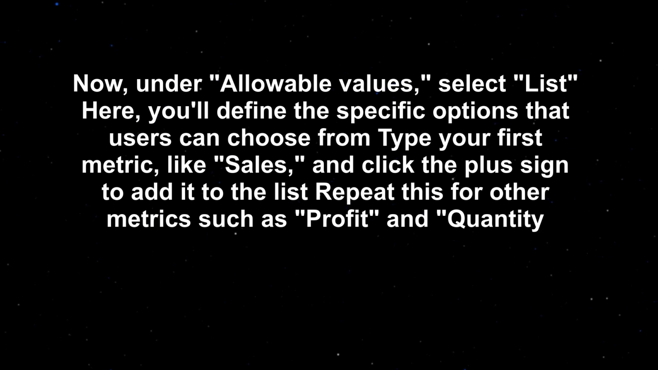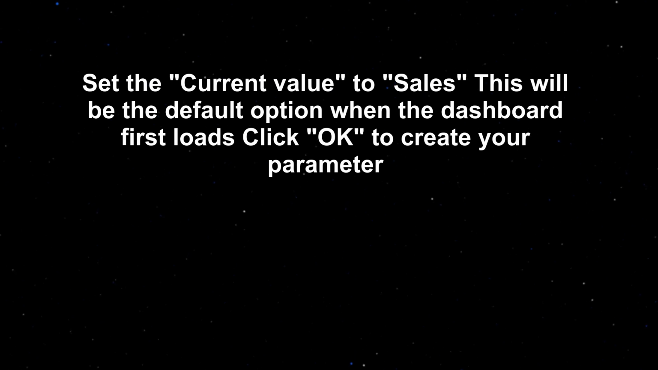Type your first metric, like sales, and click the plus sign to add it to the list. Repeat this for other metrics, such as profit and quantity. Set the current value to sales. This will be the default option when the dashboard first loads. Click OK to create your parameter.